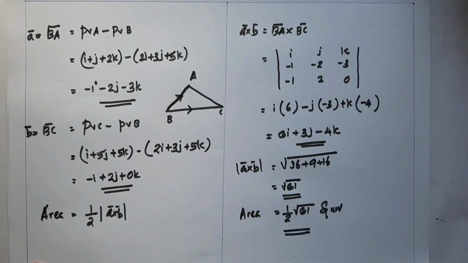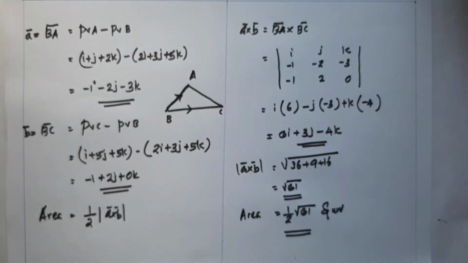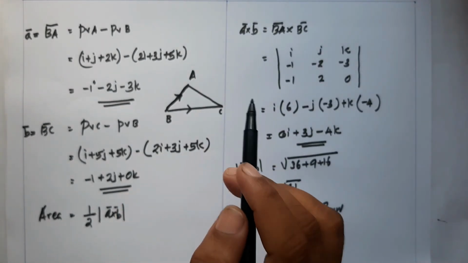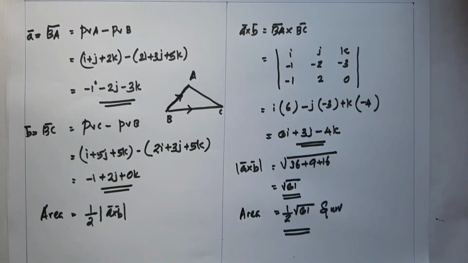It's the second method for finding the area. If two adjacent sides of the triangle are directly given as two vectors, we directly find the modulus of A cross B, then multiply by half. Here only the three vertices are given. Using the three vertices we form two adjacent vectors.